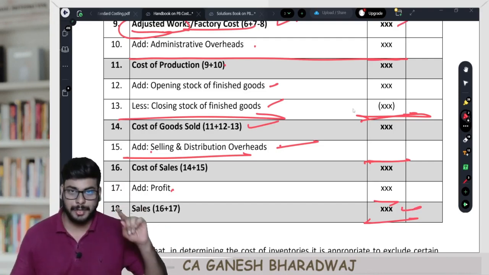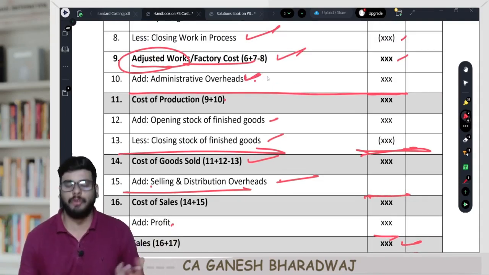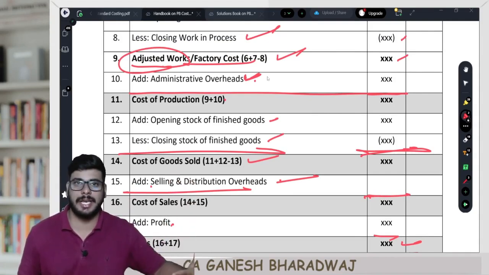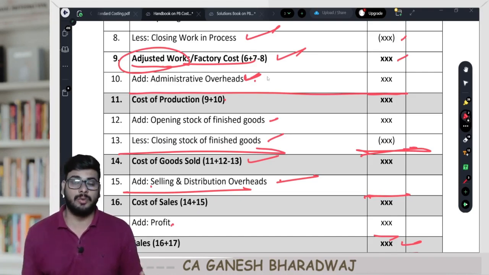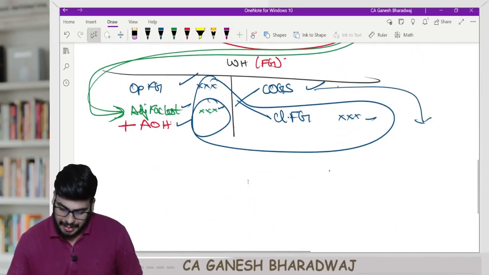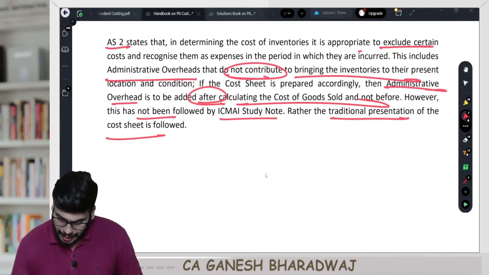The only difference between CA and CMA is this manner of treatment of administration overheads. This is where I said admin overheads is treated as a period cost in CA Institute. It is treated as a product cost in our CMA Institute, right? Or in other words, administration overheads is considered for the purpose of arriving at the value of COGS. This is what they have given here, right?